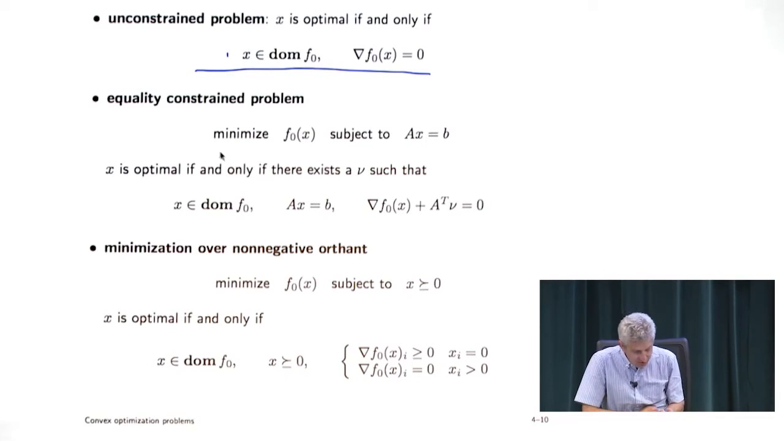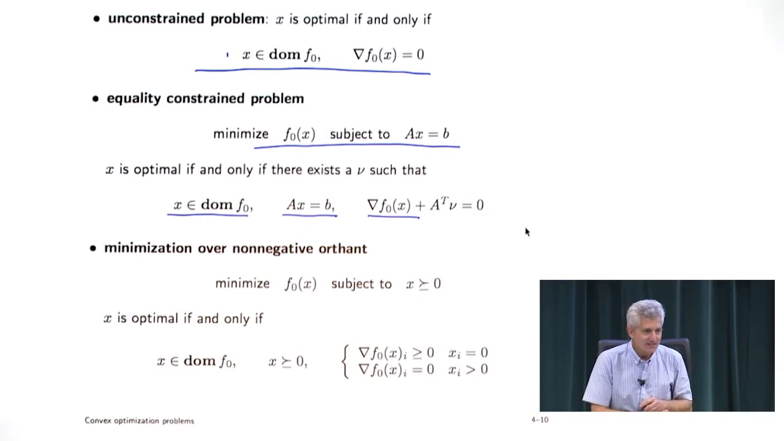Okay, how about an equality constraint problem? Well, here you'd want to minimize f0 subject to Ax equals b. And here you can work out the conditions. It's not very hard, but it says that x is optimal if and only if there's a point in the domain with Ax equals b and the gradient of f0 plus A transpose nu equals 0. Now you should recognize this as something like Lagrange multipliers. We will talk about this in complete detail when we talk about duality, but it's a hint. And this comes just from the same argument.